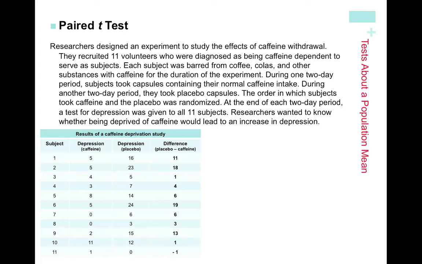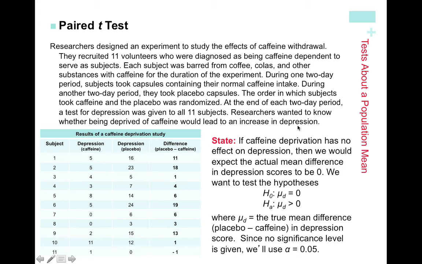Over a 1 to 2 day period, the subjects took capsules containing their normal caffeine intake. Another 2 day period, they took placebo capsules, and they randomized which order they took it. And then they took the difference in their depression ratings by doing placebo minus the caffeine. They want to know whether being deprived of caffeine would lead to an increase in depression.